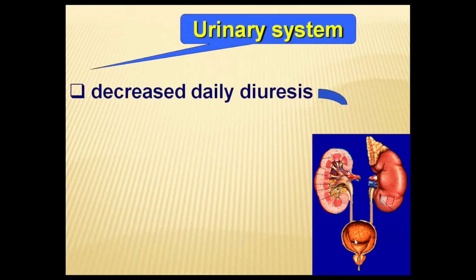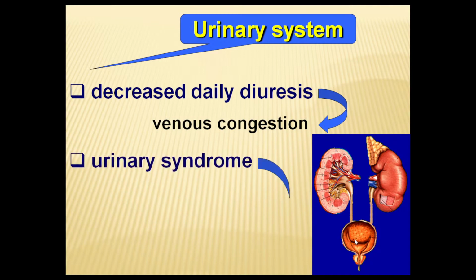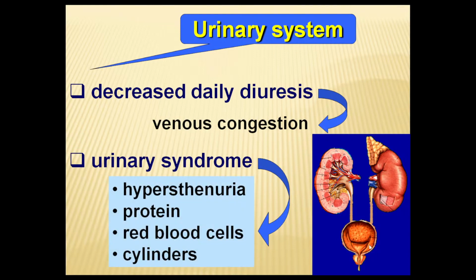Urinary system. The kidney is very sensitive to blood flow, and due to congestion of blood in the greater circulation and problems with blood pressure, the activity of the kidney decreases, and first of all it is manifested with decreased diuresis. If you remember the last lecture, we said in heart failure, oliguria with decreased daily diuresis. And a pathological urinary syndrome will be revealed in urinalysis.